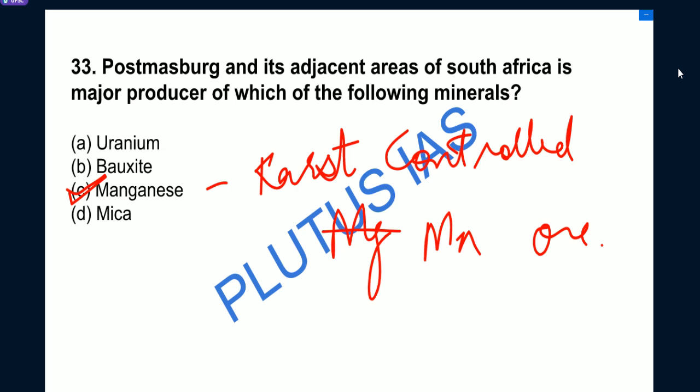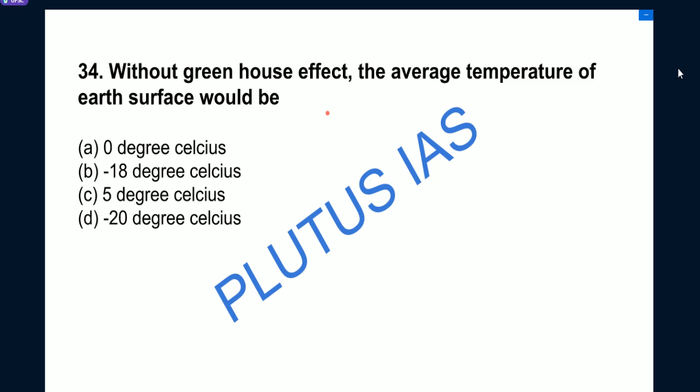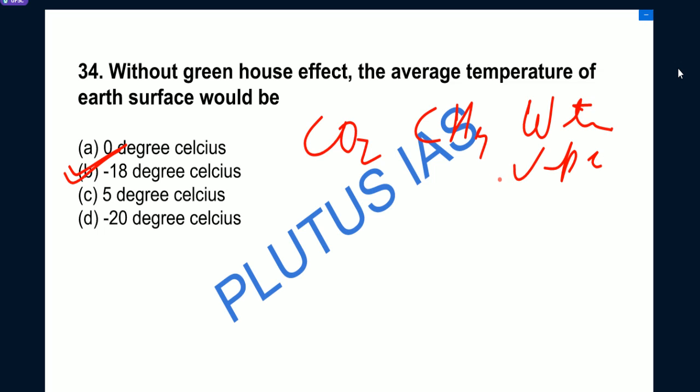Okay. The next question, question number 34. Without the greenhouse effect, the average temperature of the earth would be minus 18 degrees Celsius. Which gases are greenhouse gases? These are CO2, methane, and water vapor. And what happens? They trap radiation from the sun and act like a thermal blanket around the planet. So the answer to the question would be minus 18 degrees Celsius.